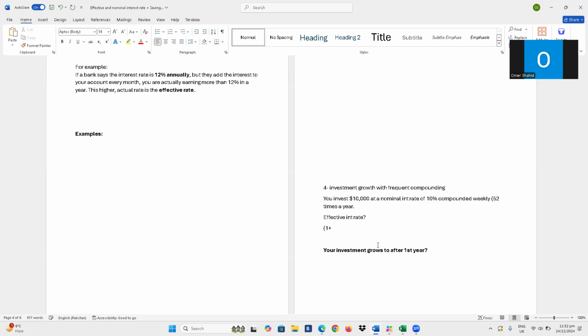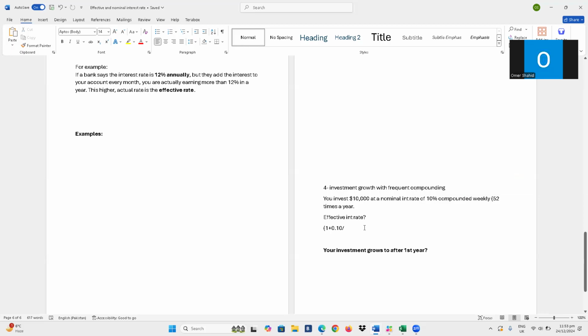1 plus, what is our r? 0.10. Okay, will we divide it by n or no? They're telling us that it is 10% compounded weekly. So they're not telling us that this 10% is an annual rate. Sorry, they're not telling us that this 10% is a weekly interest rate.